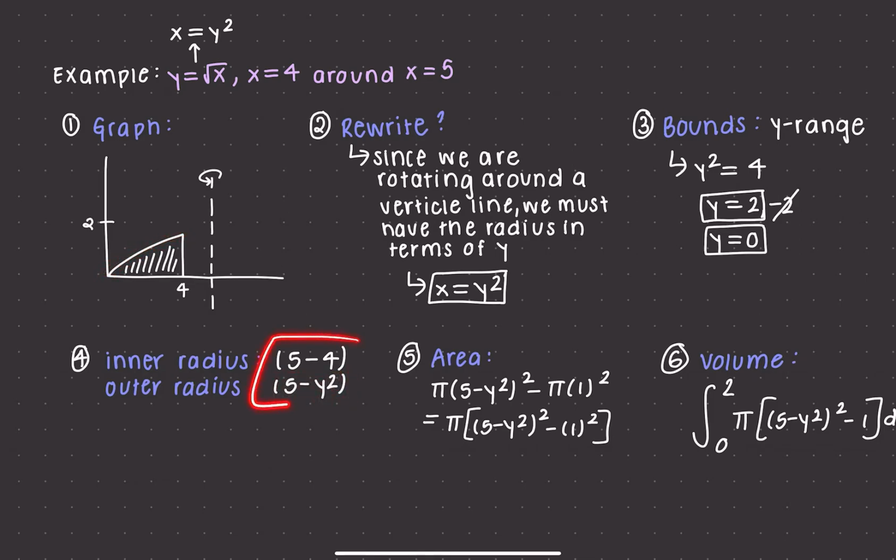Using our inner and outer radius, we are going to solve for the area. The area is just going to be pi times the area of the circle of the outer radius, minus the area of the circle of the inner radius. So pi times (5 minus y squared) squared minus pi times 1 squared. When we simplify it, we get this.